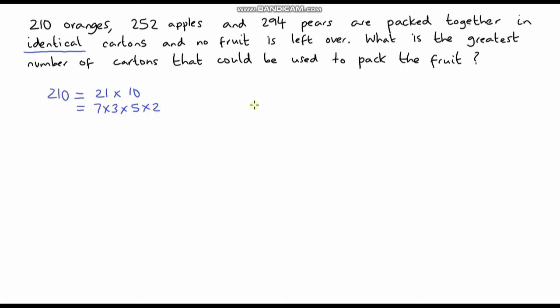Now let's move on to 252. To begin with, I can see that it's even, so it's going to be 2 times something. So what is 252 divided by 2? Well, I think I can do that in my head. I think that's going to be 126. And if we do the same thing, 126 is even, so it's going to be 2 times 2 times 126 divided by 2. That gives us 63. And now I know that 63 is 9 times 7. So it's going to be 2 times 2 times 9 times 7.